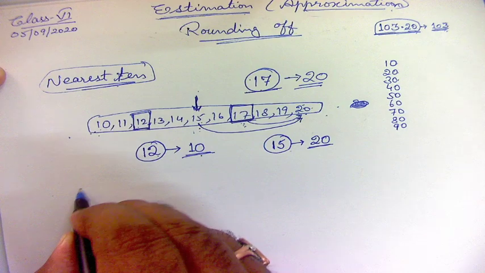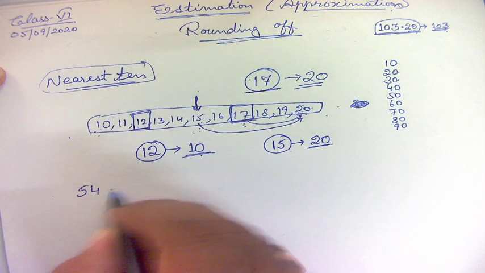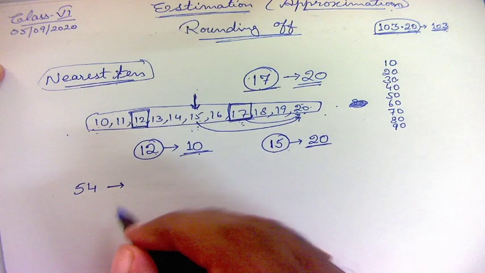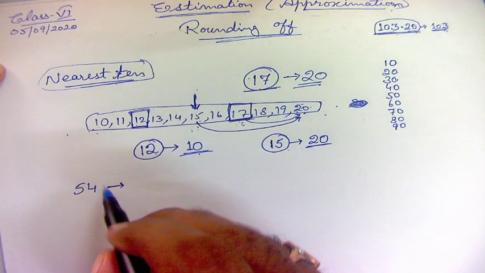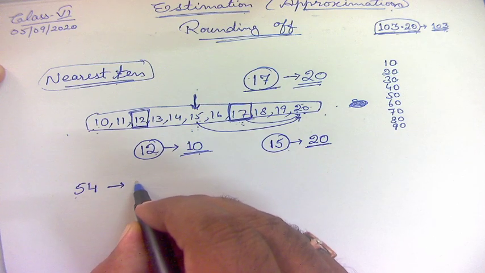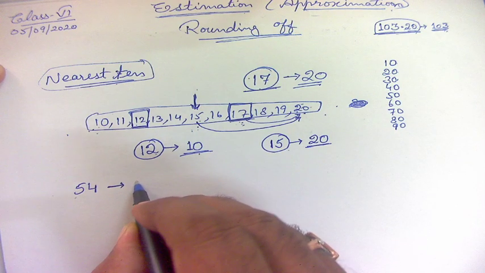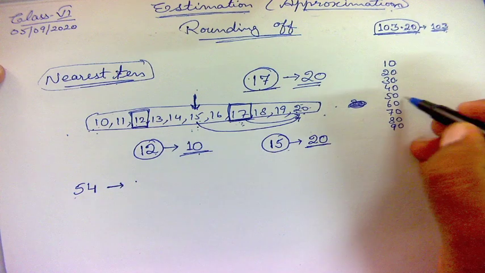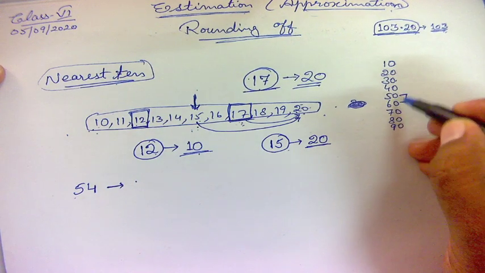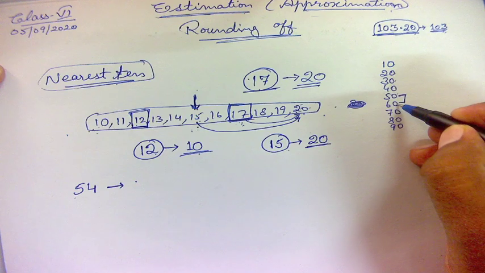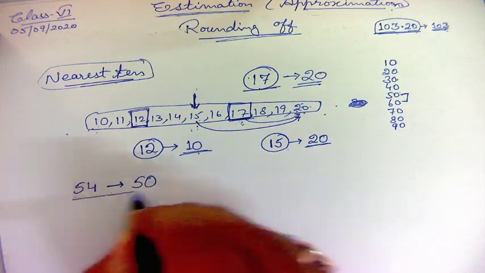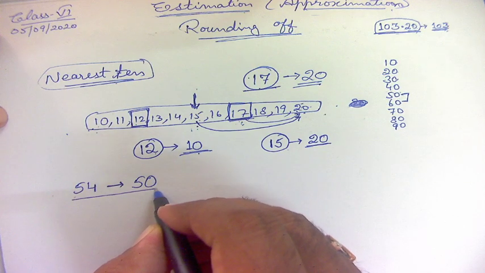Similarly, if I ask you 54, if you are rounding off to the nearest 10, अगर 54 को नियर 10 में राउंड ऑफ करोगे तो किसकी तरफ जाएगा? 54 कहाँ आता है, 50 और 60 के बीच में आता है. So it is near to 50 and it is near to 60, which is it closer to? It is nearer to 50. So rounding off 54, it becomes 50.